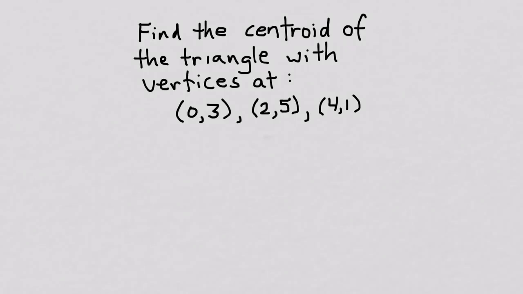Let's take a look at how we can find the centroid of a triangle with vertices at these points. To get started, we could plot those points. So we have one vertex at 0, 3 up here on the y-axis. We have a vertex at 2, 5, somewhere around there, and 4, 1.